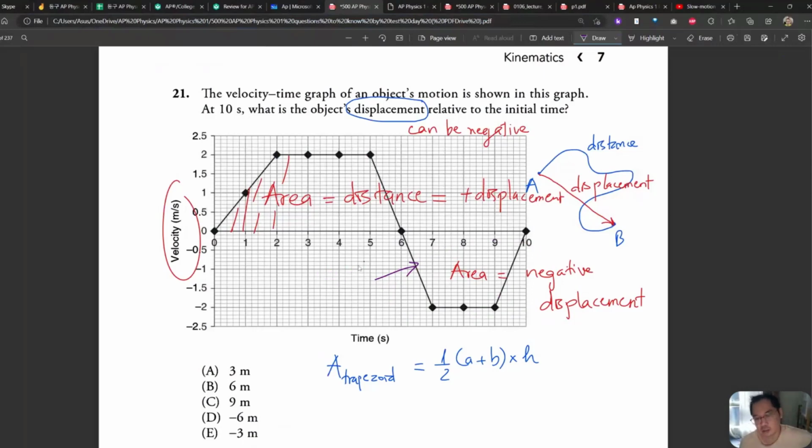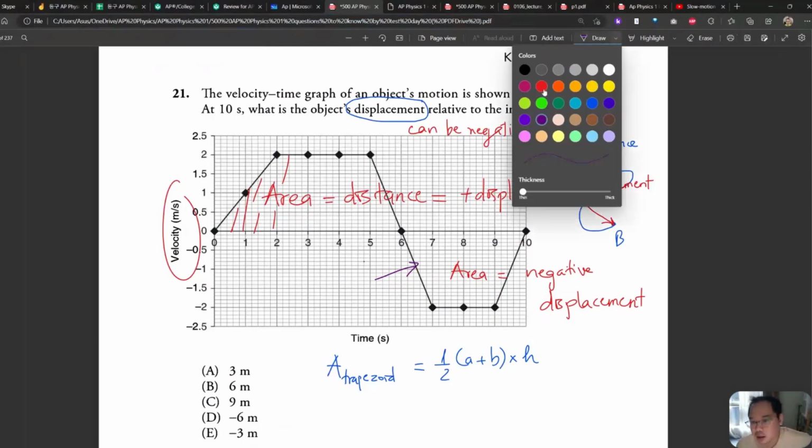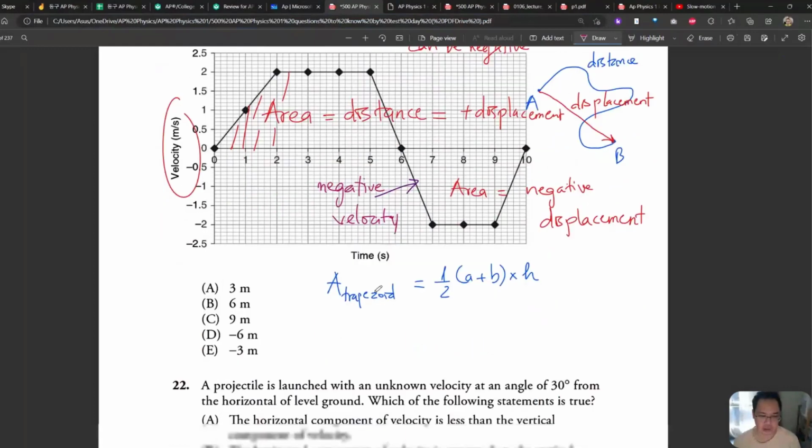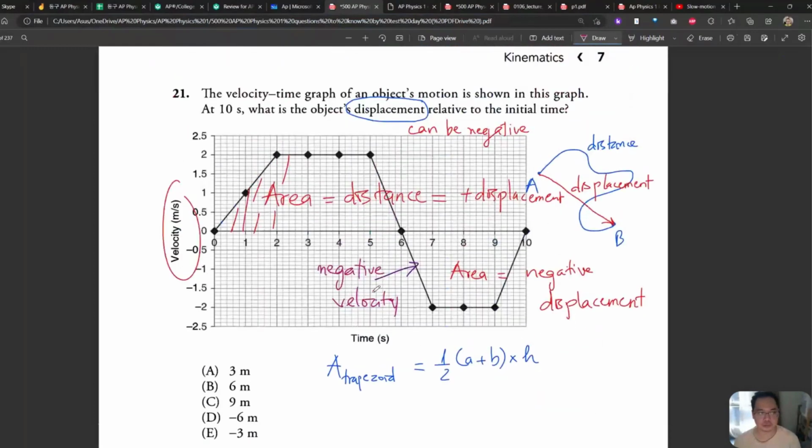Let me change to a more pink color. Negative velocity. Okay, 21. Please move on. Do it yourself. Question 22.